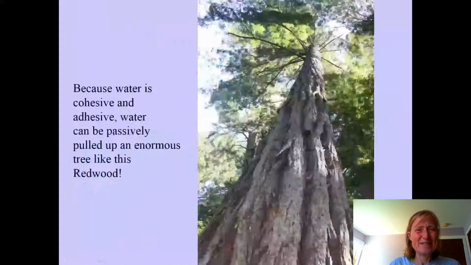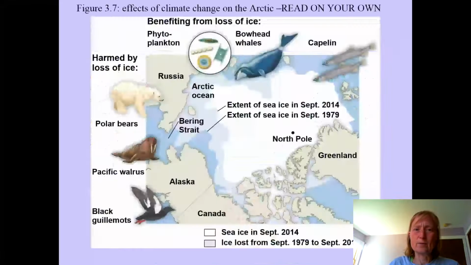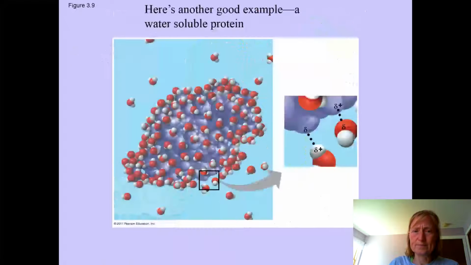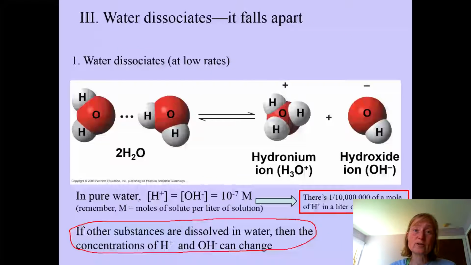Hello! In this video, we're going to take a look at one more topic related to water, and that is that water dissociates. It falls apart at low rates. So here's a picture of two water molecules, and sometimes they interact with each other in a way such that one water molecule picks up an extra proton, that's a hydrogen ion. The other water molecule loses that hydrogen ion or that proton. And so we would say water dissociates or falls apart.